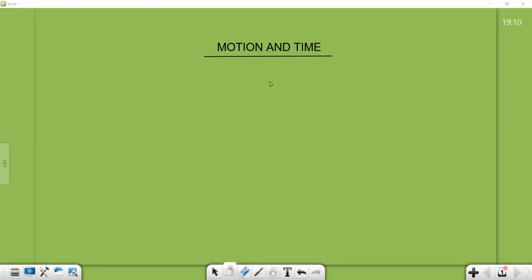Okay, students, so the new chapter is motion and time. So let us see what is motion. Generally we observe different types of objects around us, isn't it? Some stay at rest, they won't move, and some move. So some will be in motion and some will be at rest. For example, trees and houses are at rest, so they won't move.